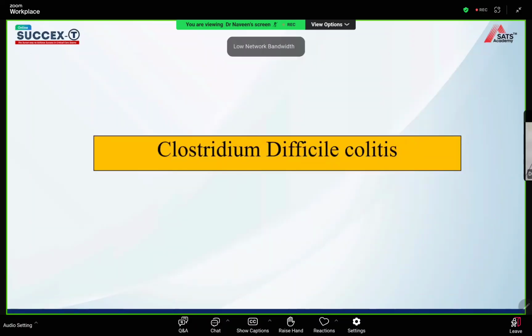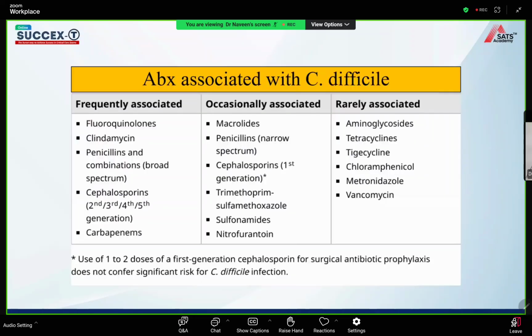And the second topic I'm going to discuss is Clostridium difficile infection in the ICU. Going into the infection, just one line about the pathophysiology. Antibiotics have an influence on our gut. There will be alteration in our gut microbiome, which predisposes us to develop things like Clostridium difficile.